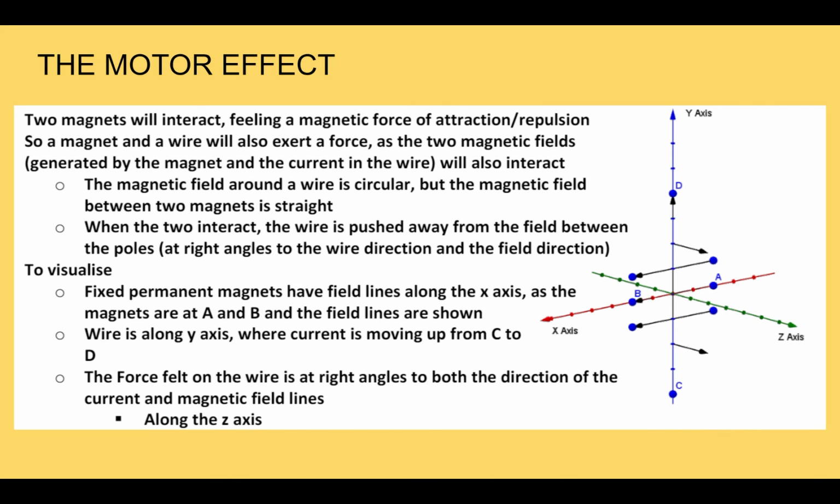The magnetic field around the wire is circular, but the magnetic field between two magnets is straight. When the two interact, the wire is pushed away from the field between the poles at right angles to the wire direction and the field direction. To visualize, fixed permanent magnets have field lines along the x-axis as the magnets are at A and B, and the field lines are shown. The wire is along the y-axis where current is moving from C to D. The force felt along the wire is at right angles to both the direction of the current and the magnetic field lines along the z-axis.